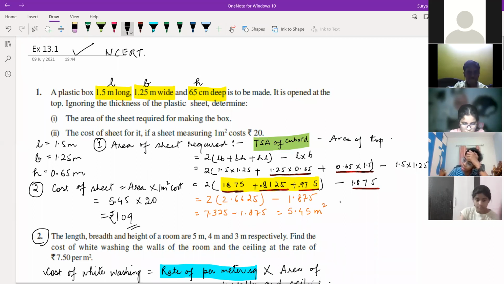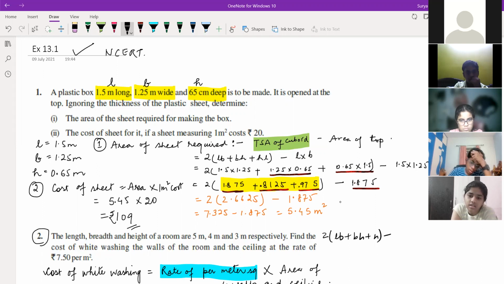Diksha, do you know the formula for this, the TSA of the room? Tell me the formula. 2(LB plus BH plus HL). Okay. And if you remove the ground part, then what will you get? Minus L into B. Okay, fine. Just put the values and get the answer first for the area.